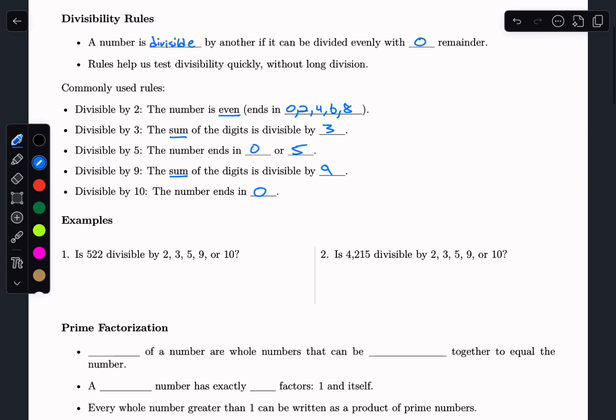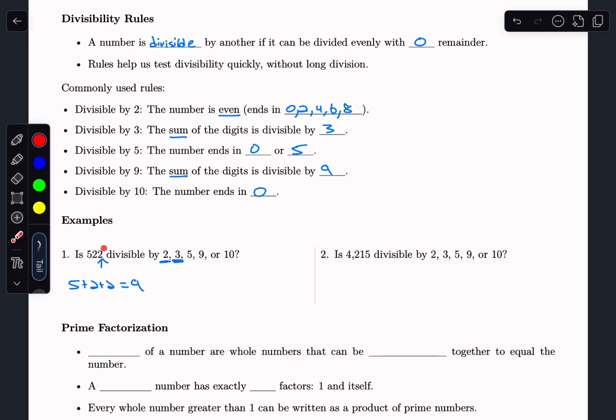All right, example 1. We want to use these rules to test if 522 is divisible by any of those numbers. To test for 2, all I have to do is check if this number is even. 522 ends in a 2, and ending in a 2 fits the description of being even, so this number is divisible by 2. I'm just going to underline the 2, meaning yes. For 3, we have to add up the digits. 5 plus 2 plus 2 gives me 9, and 9 is divisible by 3. So because the sum of the digits is divisible by 3, the entire number is divisible by 3.